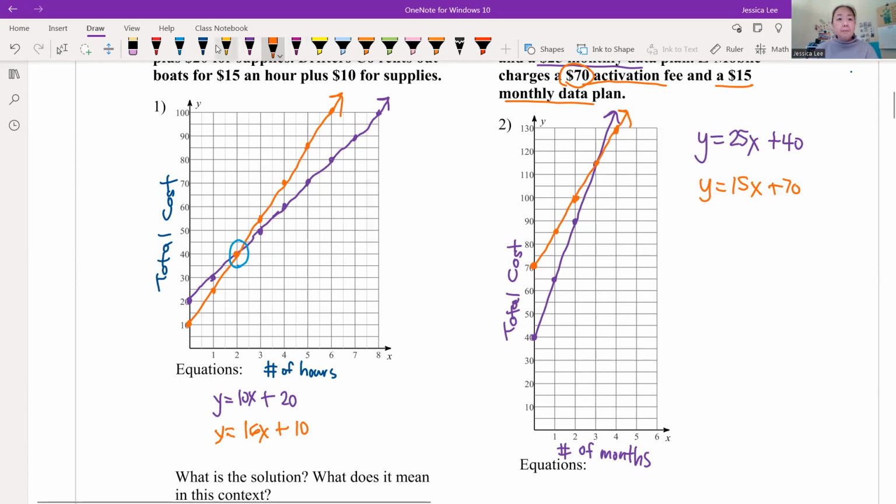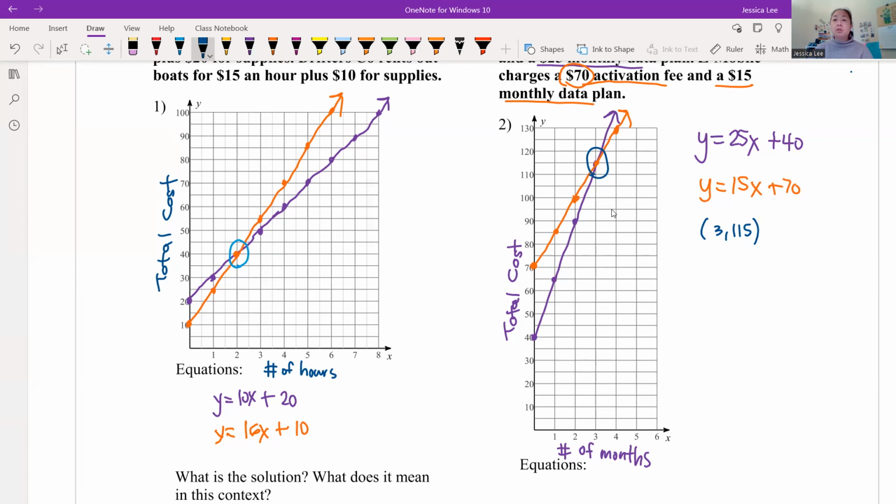So what is it called? What is the solution? The solution is where they meet, this part right here. So that's going to be at 3, 115. So what does that mean? That means after 3 months, they're both going to cost 115 bucks.